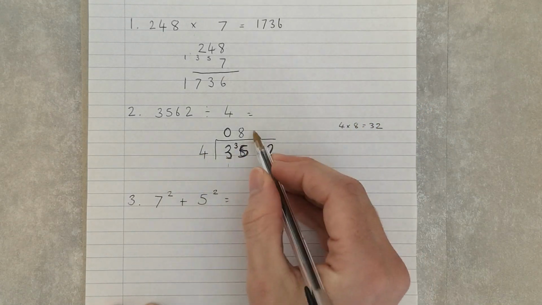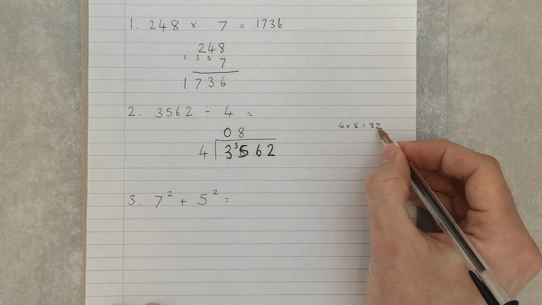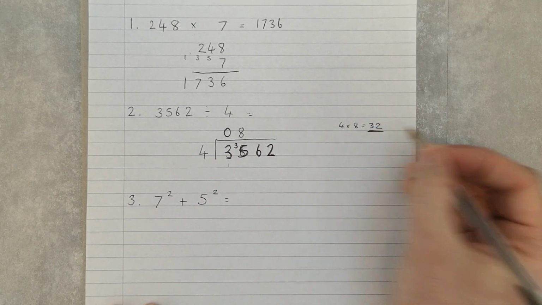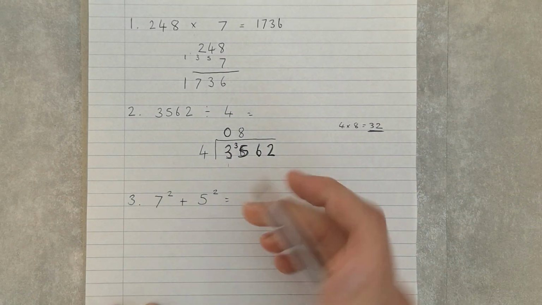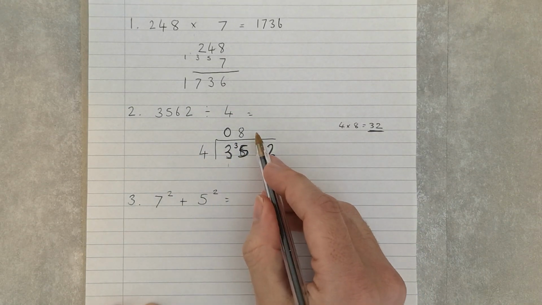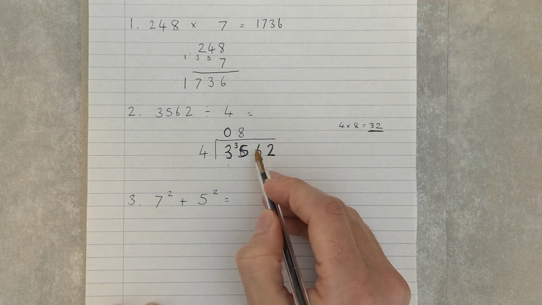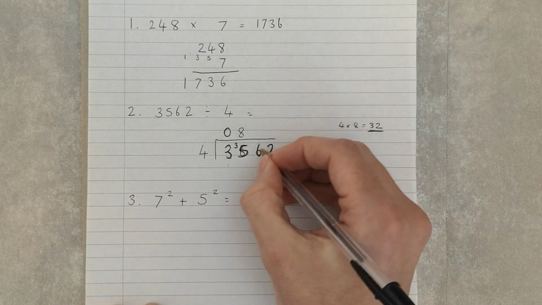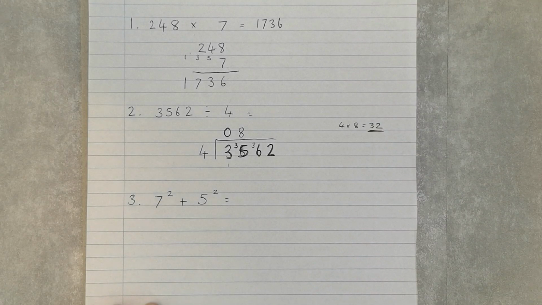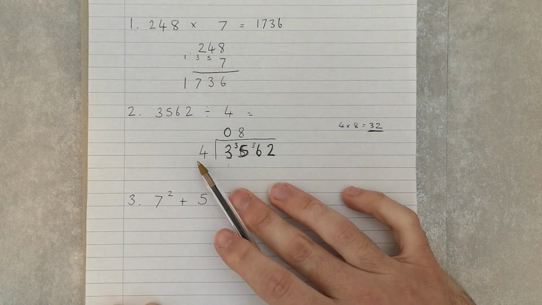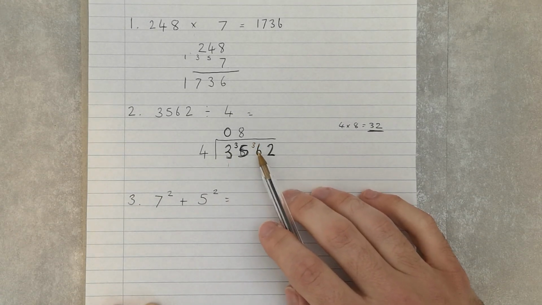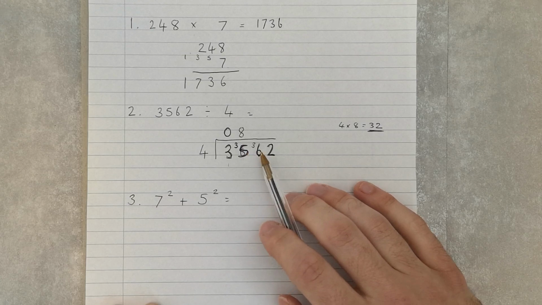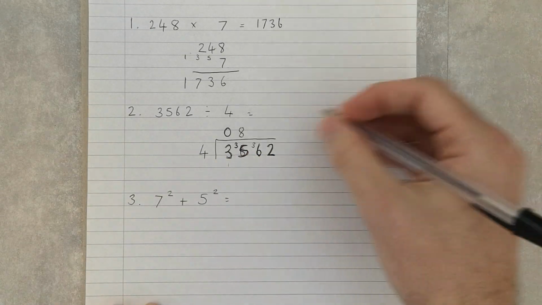Okay, so now I've got the 4 times 8 is a 32. Right, what's left over from 32 to 35? We've got 3 left over. So where's that 3 going to go? Is it going to go up here or is it going to go down there? Okay, it's going to go here. So we're going to put the 3 in there. Okay, so now what have we got? We've got how many 4s go into 36, or how many 4s go into 360, because you'll remember your place value. So 4s into 36, the same with your times tables.